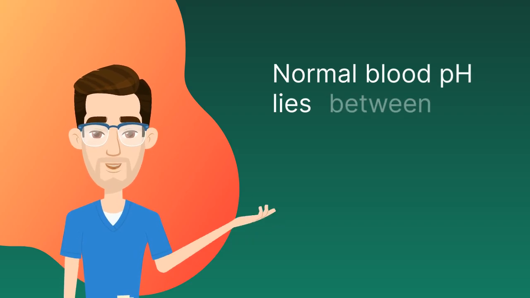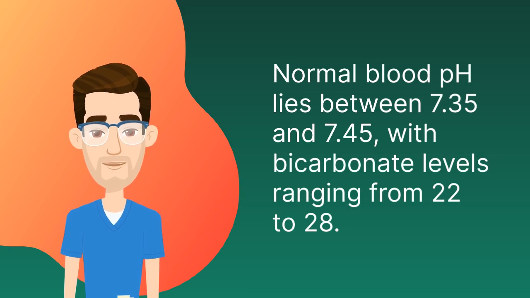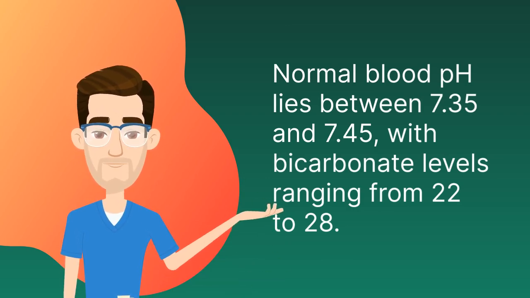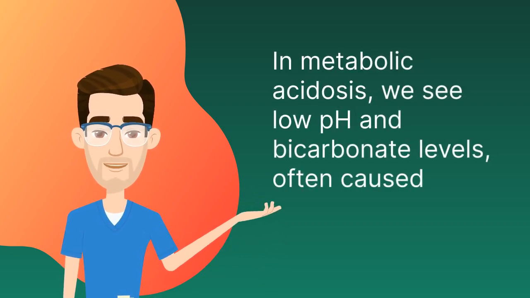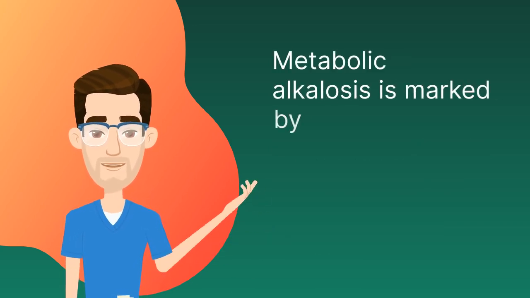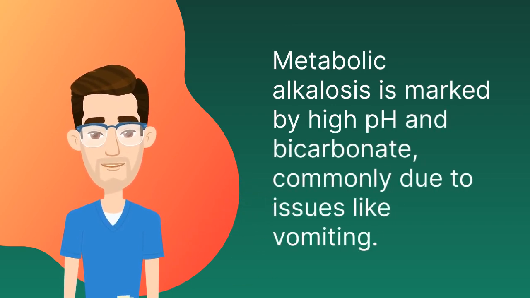Normal blood pH lies between 7.35 and 7.45, with bicarbonate levels ranging from 22 to 28. In metabolic acidosis, we see low pH and bicarbonate levels, often caused by conditions like MUDPILES. Metabolic alkalosis is marked by high pH and bicarbonate, commonly due to issues like vomiting.